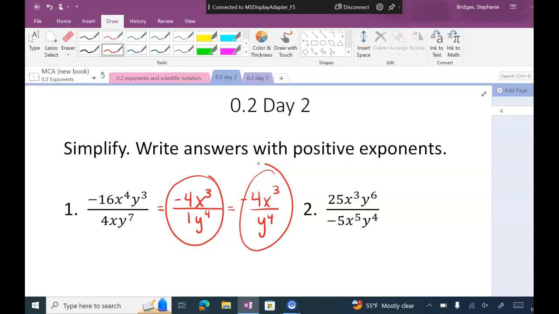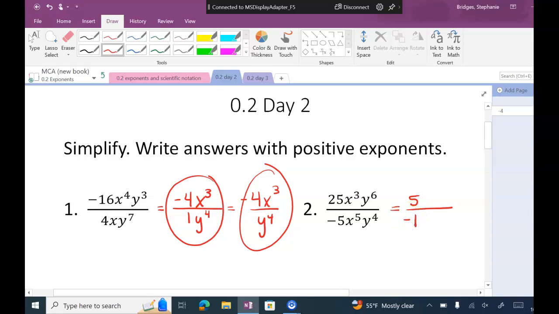No parentheses with exponents on the outside that I need to get rid of. No negative exponents. So we're just going to start the simplifying process. What can I divide 25 and negative 5 by? 5. So it depends on where you want to put the negative. I don't really care. I usually just leave it where it is. 25 divided by 5 is 5. And negative 5 divided by 5 is a negative 1.